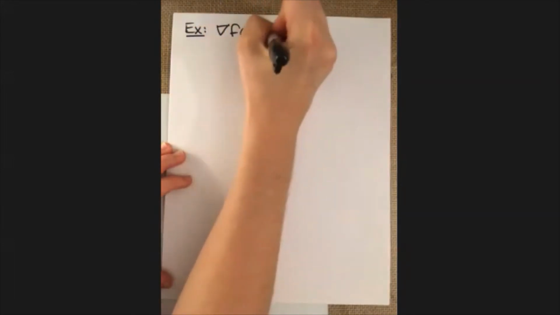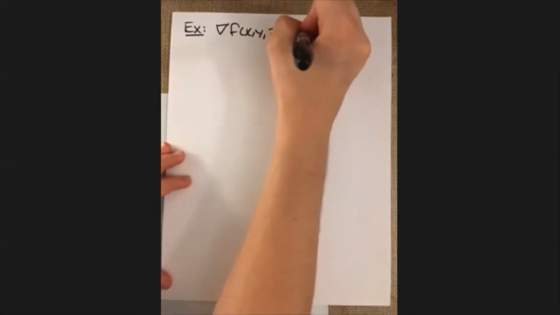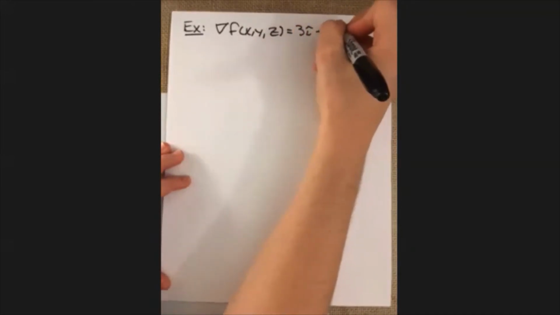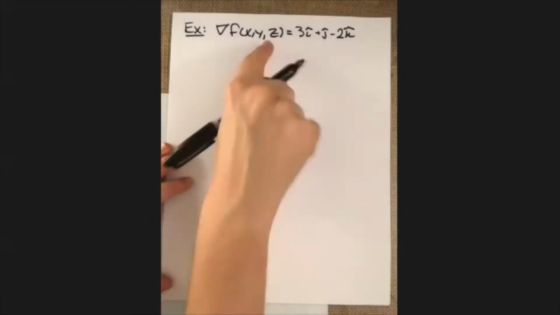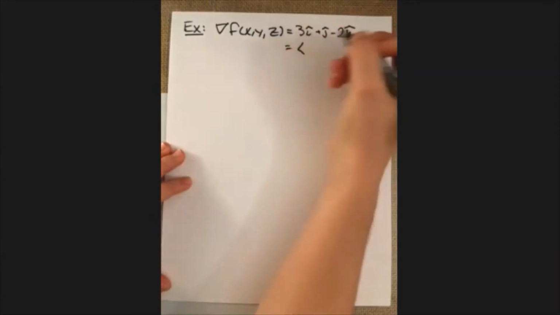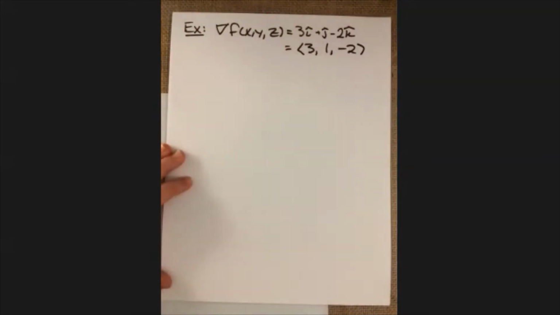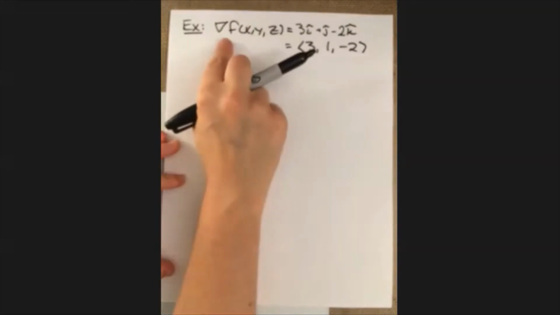Our first example, we have that the gradient of f is given by the vector 3i hat plus j hat minus 2k hat. And one of the first things that I'm going to do with this here is I'm actually just going to rewrite it like this. Okay, there we go. That looks a little bit more like what we've been working with. So we want to figure out where this came from.